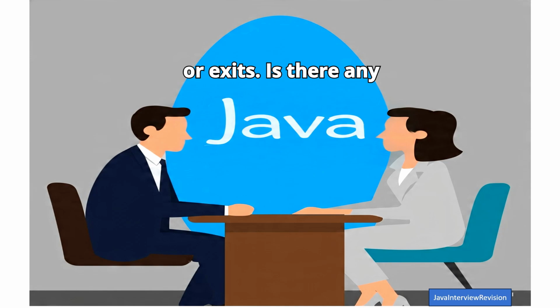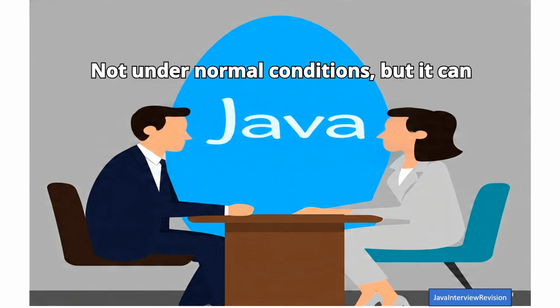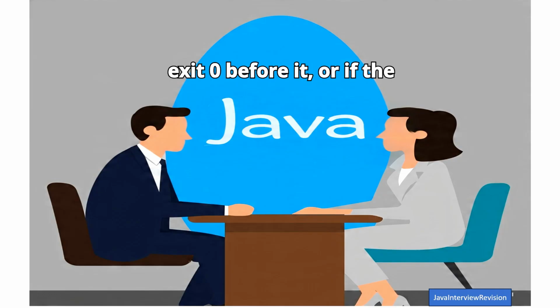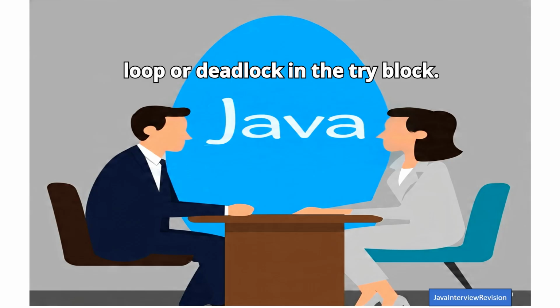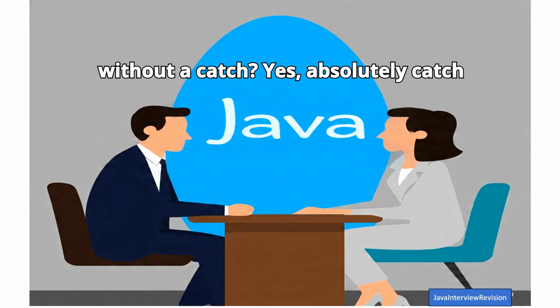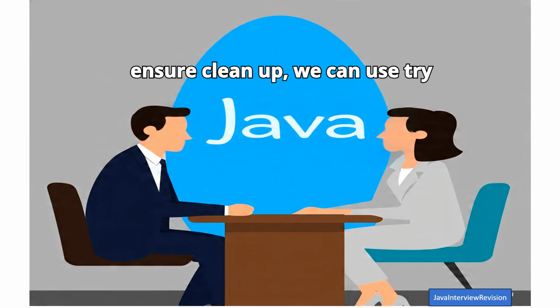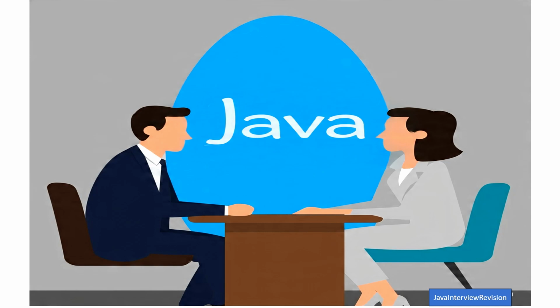Is there any way to prevent finally from executing? Not under normal conditions, but it can be skipped if you call System.exit(0) before it, or if the JVM crashes, or if there's an infinite loop or deadlock in the try block. Can you write a try-finally block without a catch? Yes, absolutely. Catch is optional. If we only want to ensure cleanup, we can use try-finally without handling the exception.